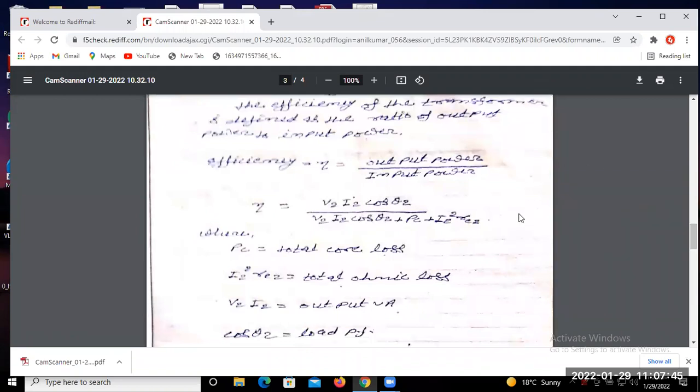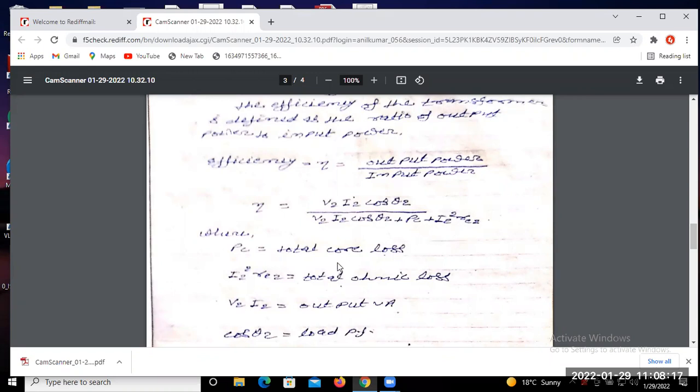So this is the mathematical equation for the efficiency of the transformer in terms of output power and total losses that take place in the transformer. Okay. So output power can be represented as V2 I2 cos theta 2. So output power plus losses, that is equal to input power. That means V2 I2 cos theta 2, and this one P suffix C is your core loss of the transformer, and I square R is your ohmic losses of the transformer of the total.